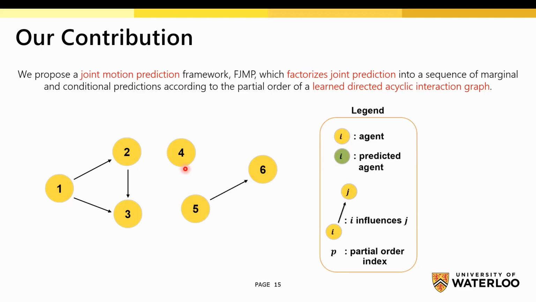And so here, FJMP would first produce associated marginal predictions for all source nodes. Then we would step through the topological ordering, grab the next set of agents, and do a conditional prediction where we condition on the predicted future of their parents. And then we iteratively continue this process until all agents have a prediction. Then we can aggregate the predictions of all agents, and this is a factorized joint prediction.